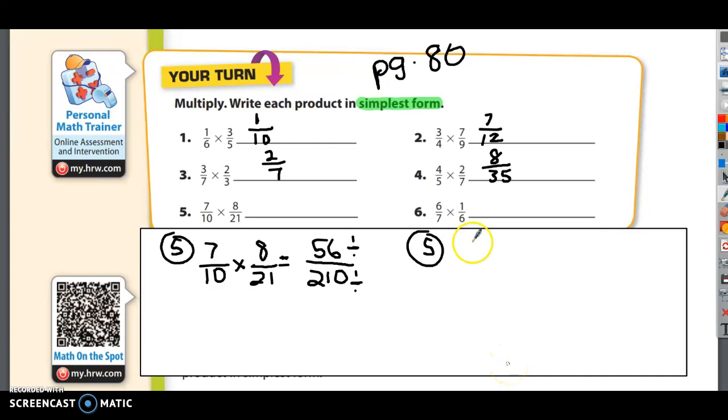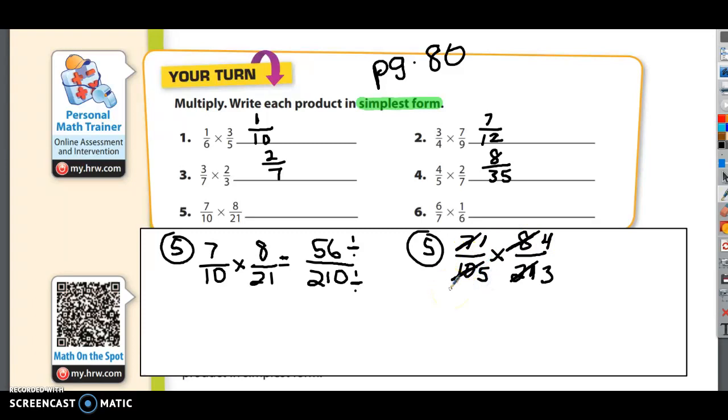So I'm going to redo number 5 over here. Check this out. 7/10 times 8/21. Now, on a previous problem, I showed you that you could simplify diagonally. Watch this. 7 and 21 diagonally share a factor of 7. 7 goes into itself once, and 7 goes into 21 3 times. And 8 and 10 diagonally share a factor as well. 8 and 10 are both divisible by 2. 8 divided by 2 is 4. 10 divided by 2 is 5.